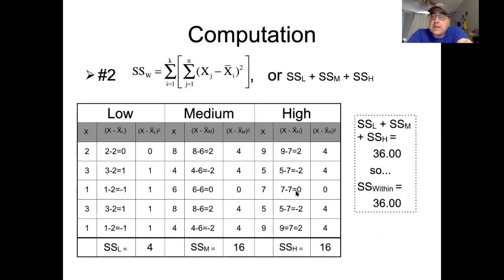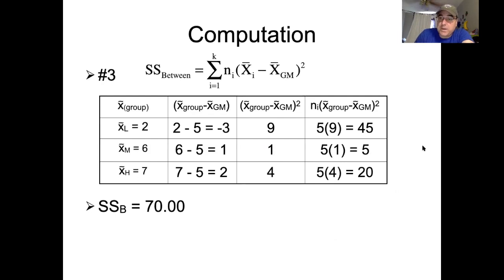Here's how to get the sum of squares within. This is basically a sum of squares for each one of the groups. If you want to take a look at the details, pause it here, okay? But you'll figure out that the sum of squares for the low group was 4, the sum of squares for the medium group was 16, and the sum of squares for the high group was 16. Add them all together and you get 36. That is the sum of squares within.